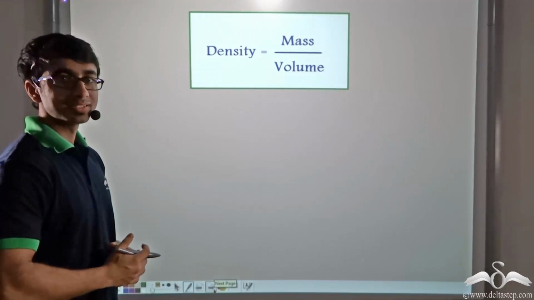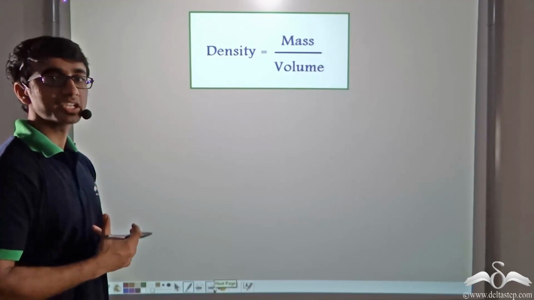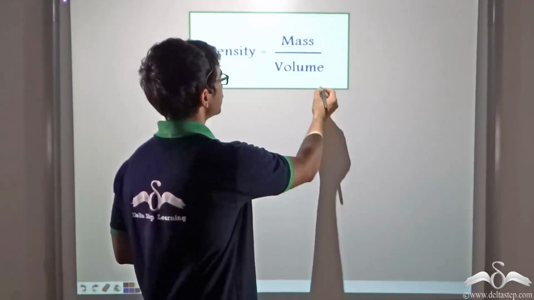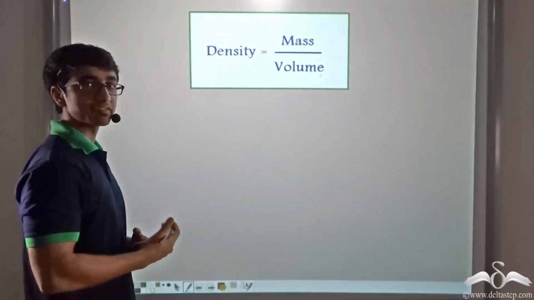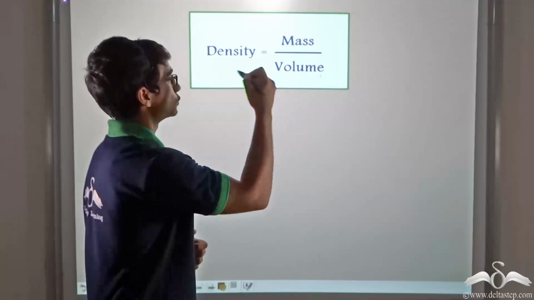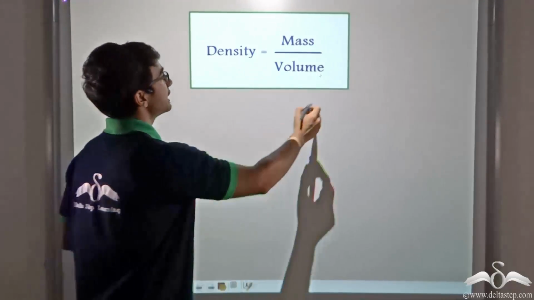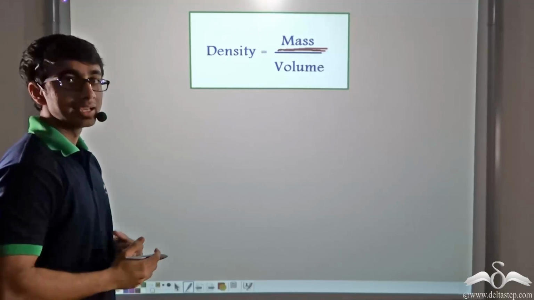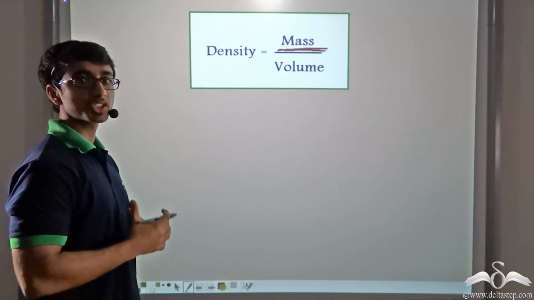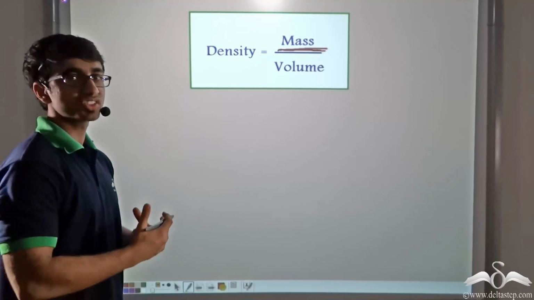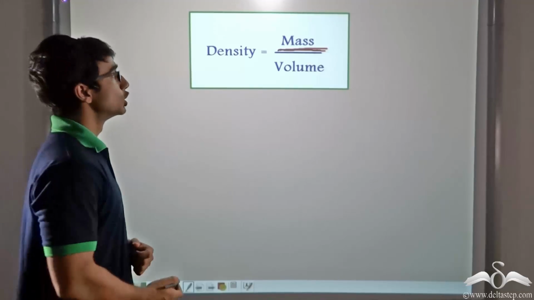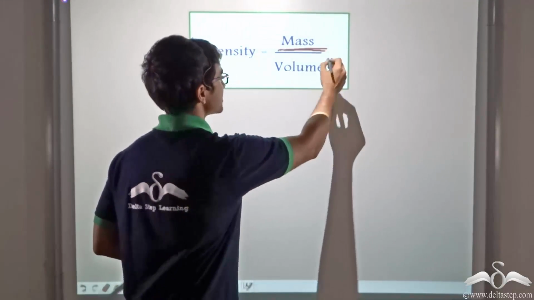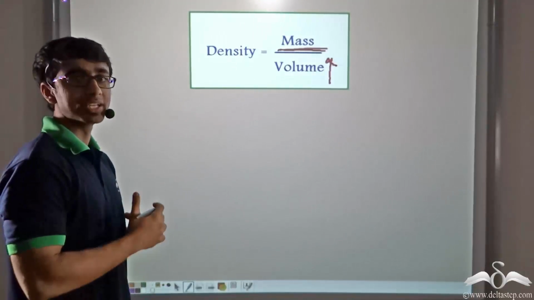Now we know that density of any particular body is given by its mass divided by the volume. Density is defined as mass per unit volume. Now, if we keep the mass constant, as we saw in the case of water, the mass of water was constant because no water was taken out or added. So keeping the mass constant, we saw that the volume increased due to expansion on heating.